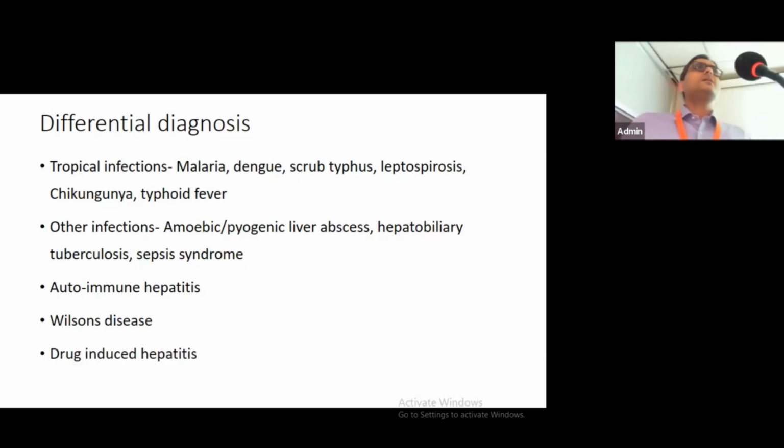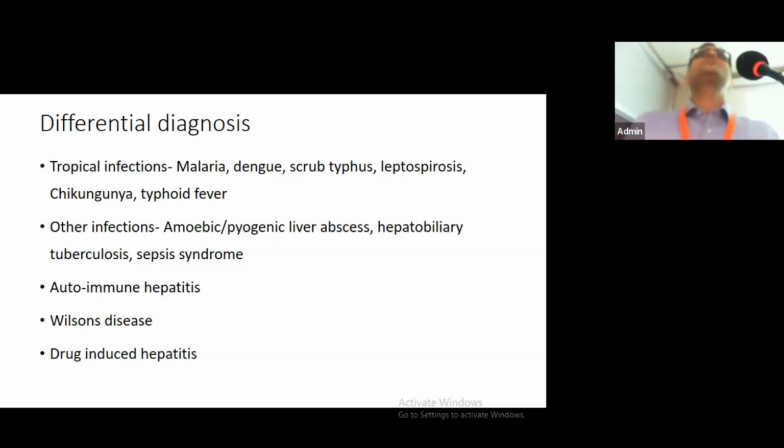Then comes another important cause, which is drug-induced hepatitis, which is increasing day by day because of the use of complementary medicine, which is promoted by various departments of the government as well as non-government organizations. So drug-induced hepatitis has to be ruled out in patients with acute hepatitis.